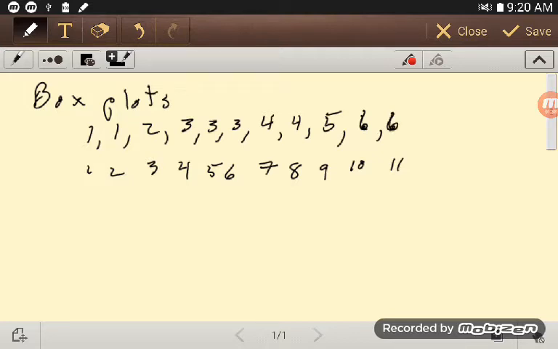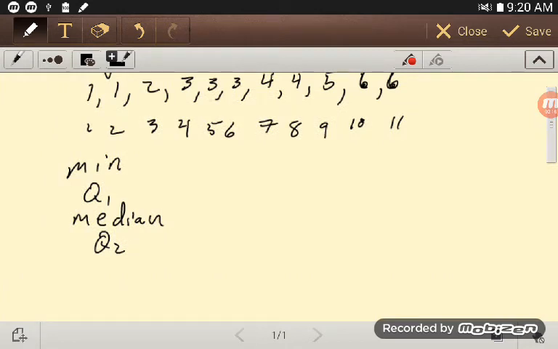Now, if I do a 5-number summary, what I want to do is get the minimum. I would like to get Q1. I would like to get the median. Sorry, not Q2, that is the median. Q3, and then the maximum. So the minimum and maximum are pretty easy to get off here. I see the smallest number is a 1. The largest number is a 6.